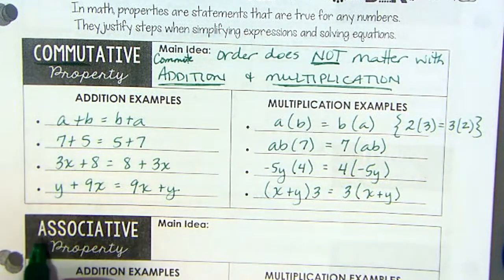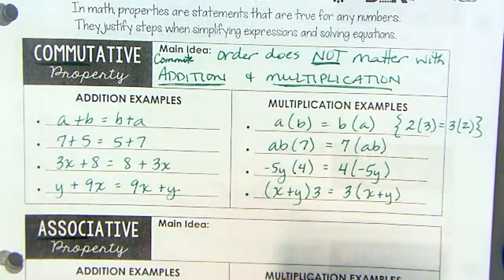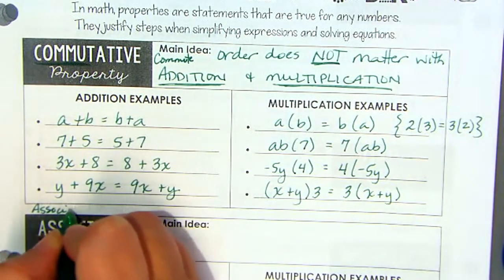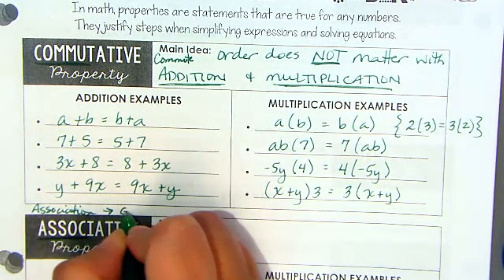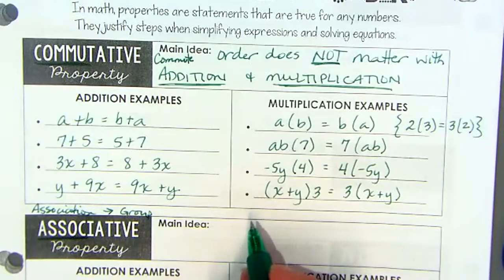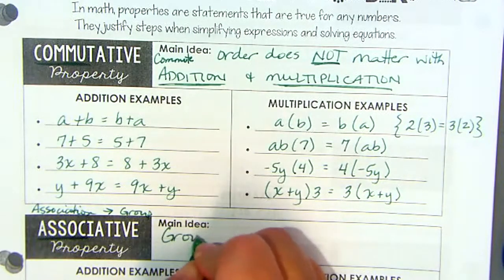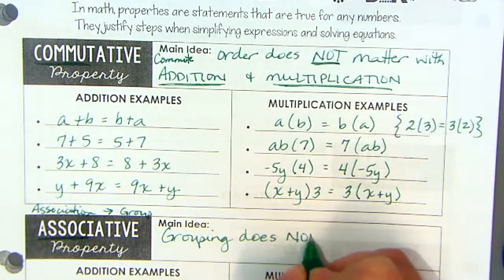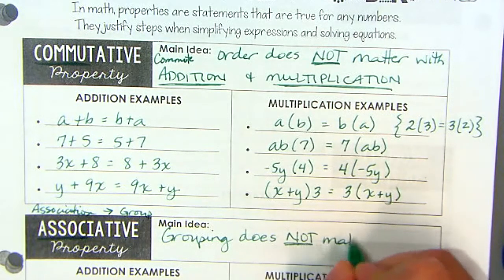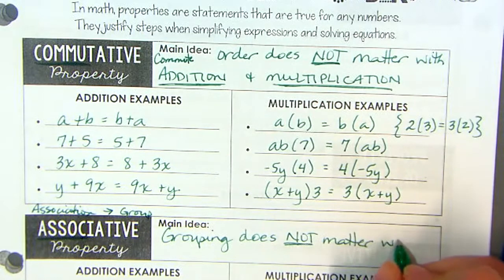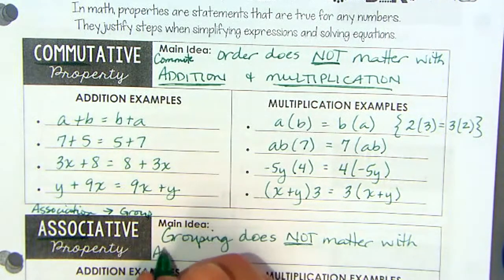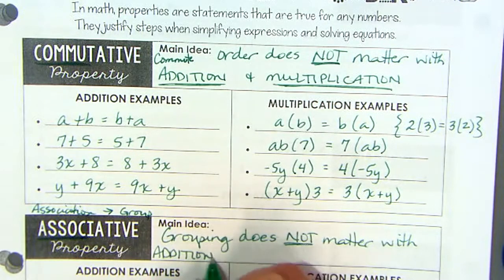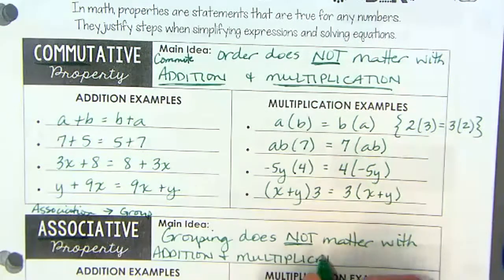Okay, associative. Association, that's a group. Association symbolizes a group. So our main idea is grouping. Grouping does not matter with addition and multiplication. Again, it's only addition and multiplication.